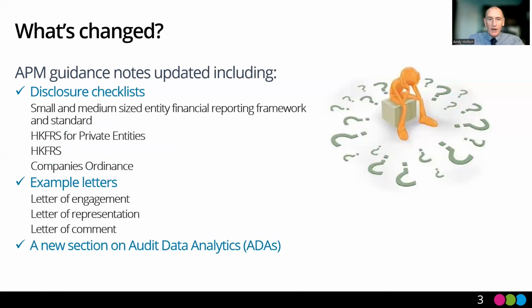The APM guidance notes have also been updated. So this includes updating all the disclosure checklists. So the small and medium-sized entity financial reporting framework and standard checklists, HKFRS for private entities, and also general HKFRS and the Companies Ordinance checklist have all been updated to the December 21 versions. Updates have also been made to example letters, including letters of engagement, letters of representation, etc.